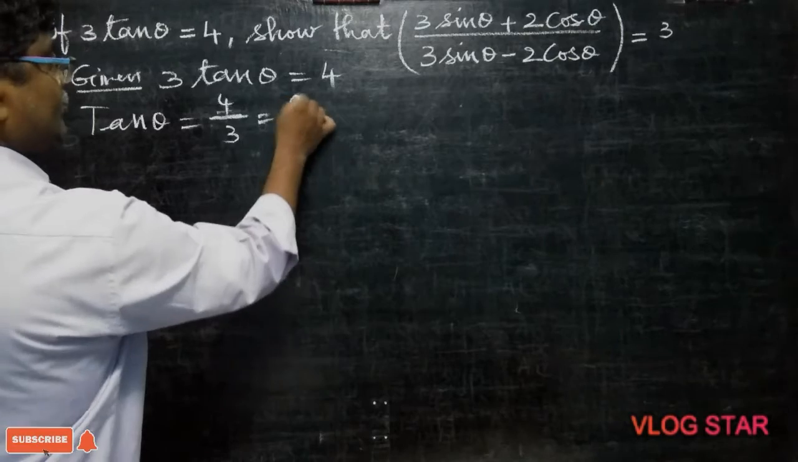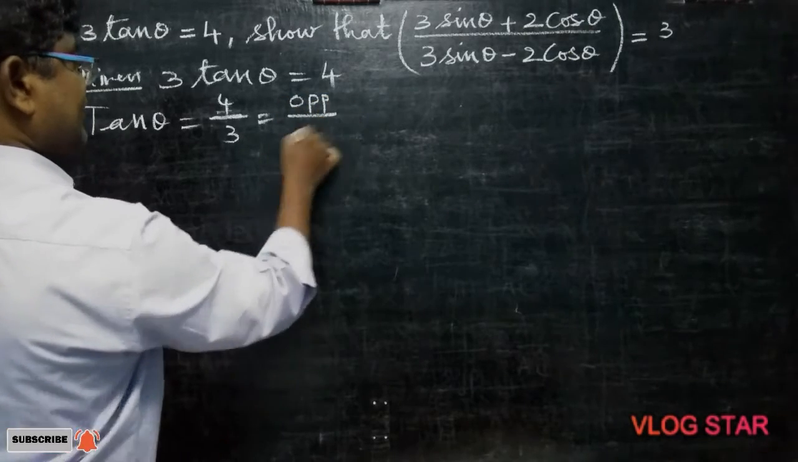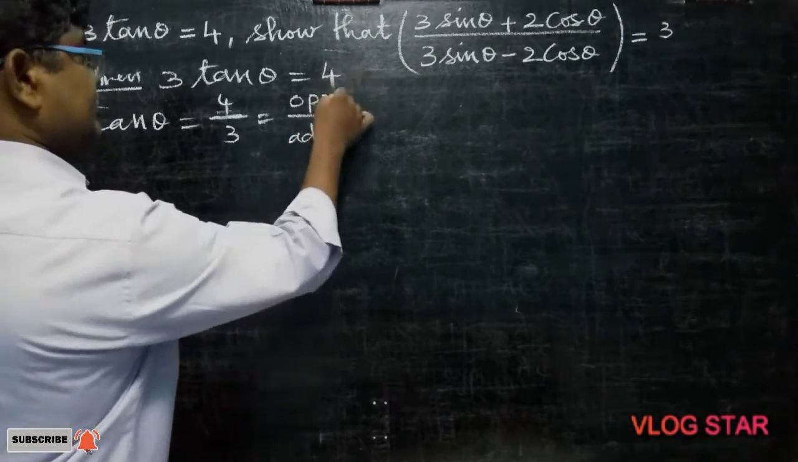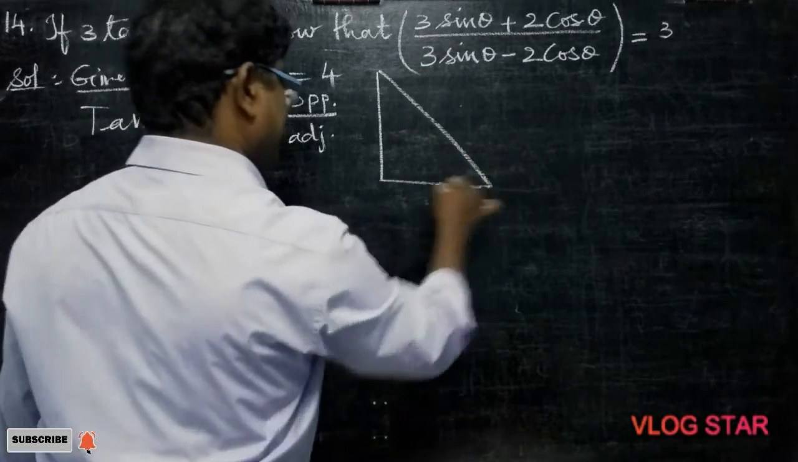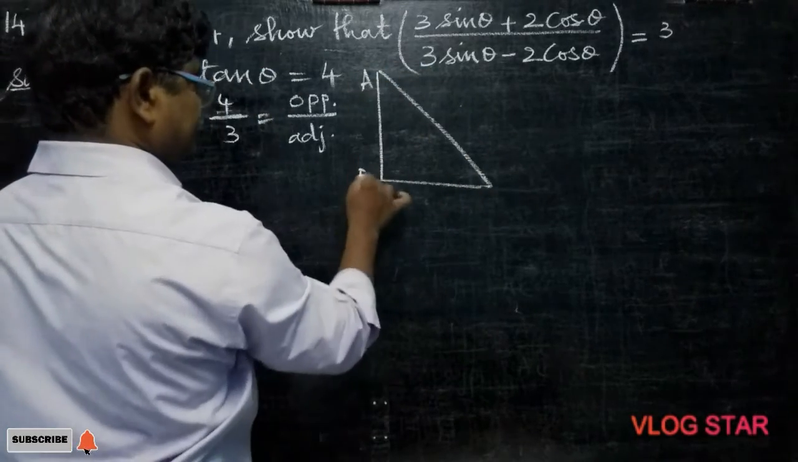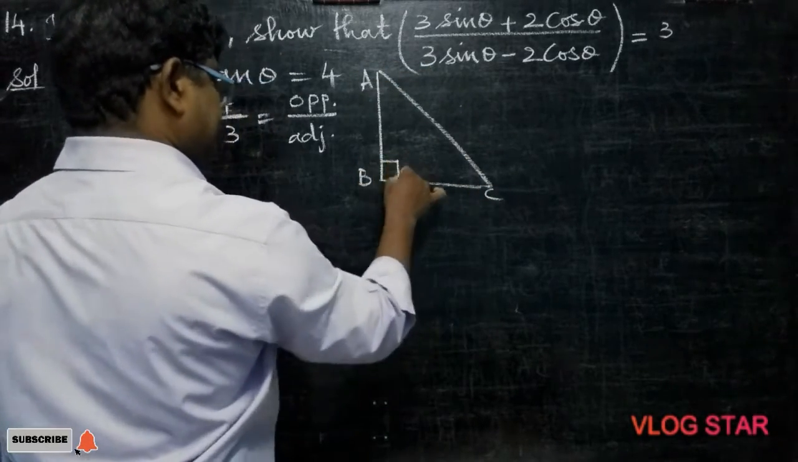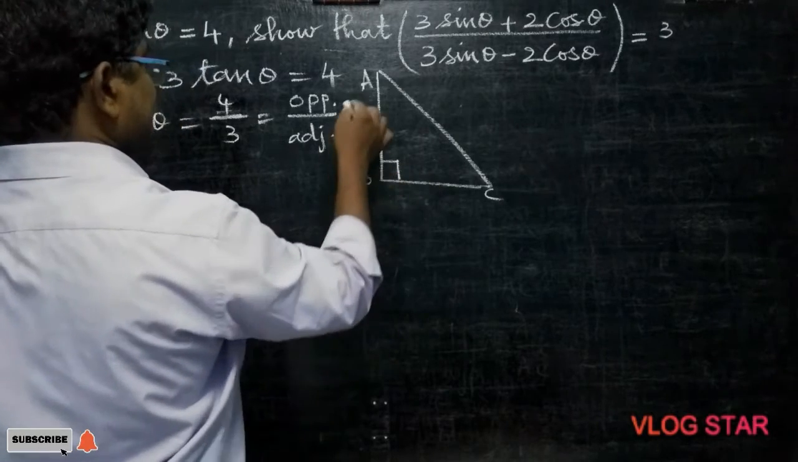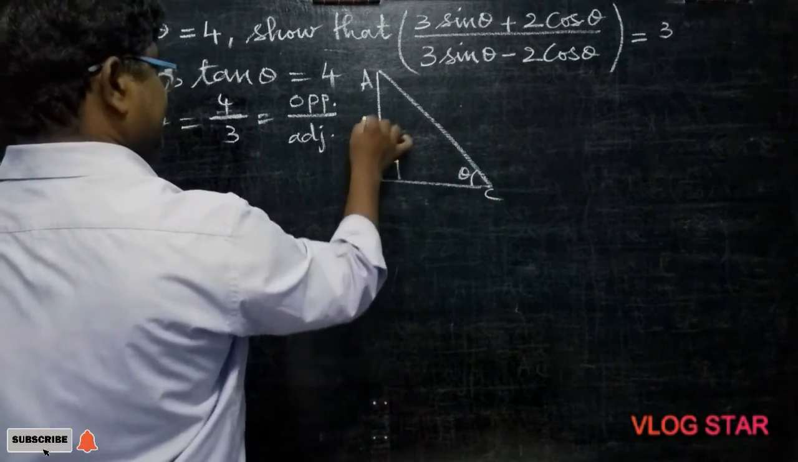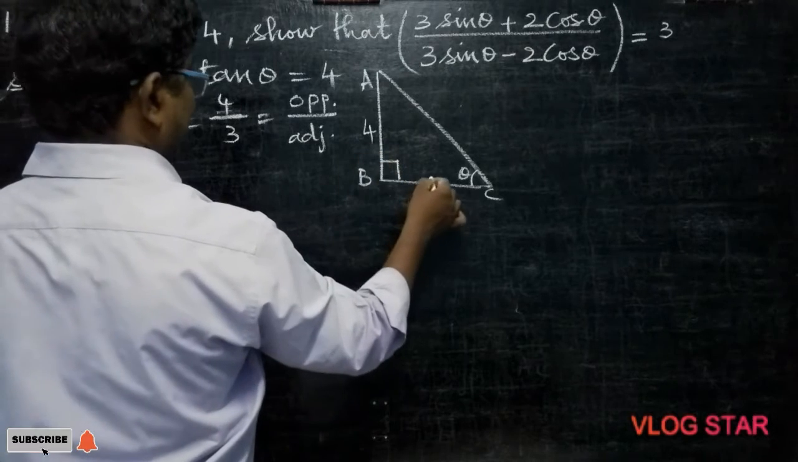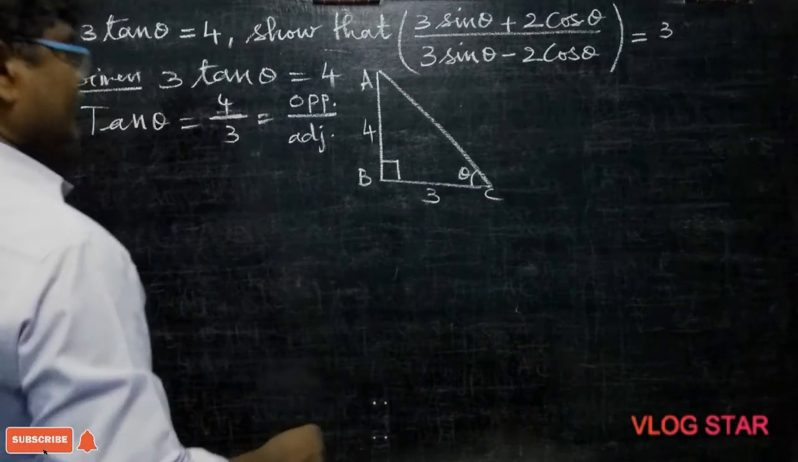What is tan? Opposite side to theta by adjacent side to theta. So draw a right angle triangle ABC, right? 90 degrees at B, and this is theta. Opposite side is 4 and adjacent side is 3.